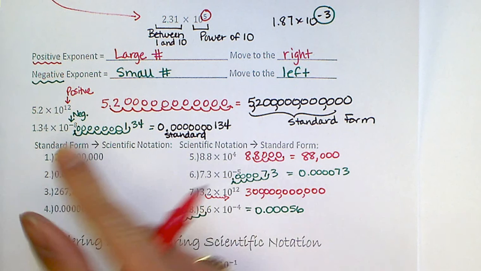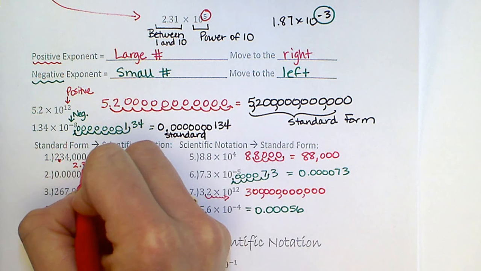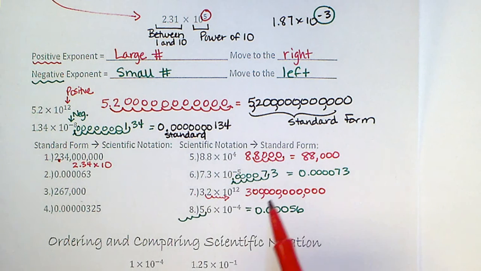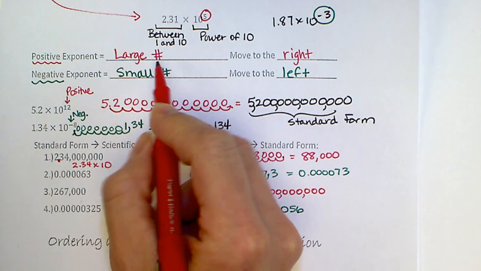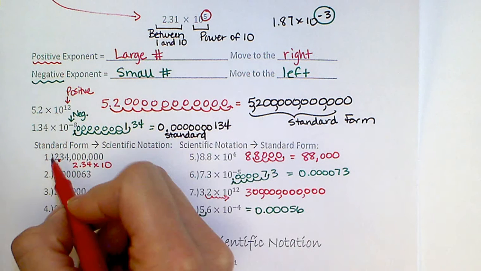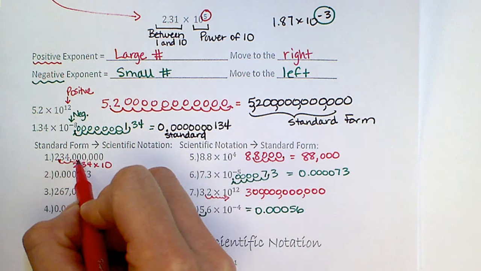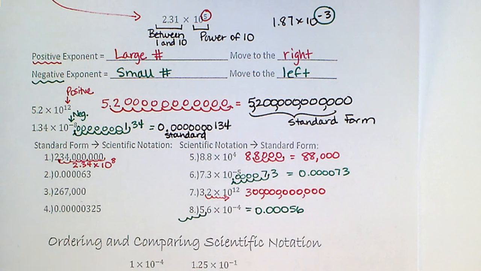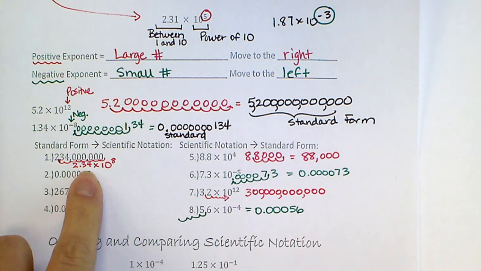So I will write this as 2.34 times 10 to the, now this is where you have to count your loops. So remember, if you have a large number, you're going to the right. So I'm going to count 1, 2, 3, 4, 5, 6, 7, 8. So that's going to be to the power of 8. 2.34 times 10 to the 8th.